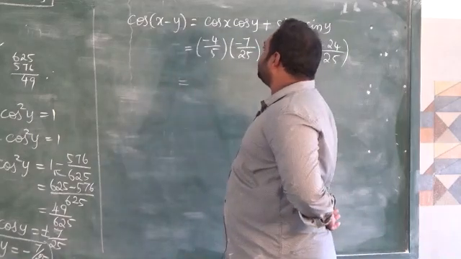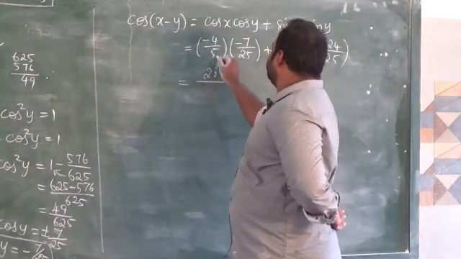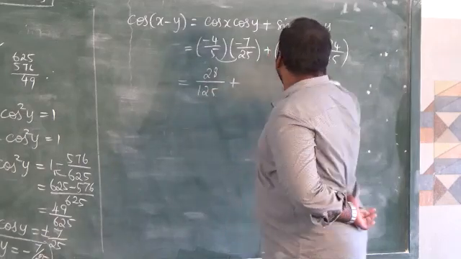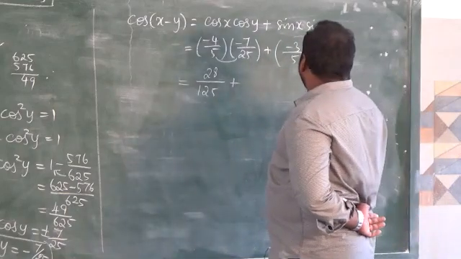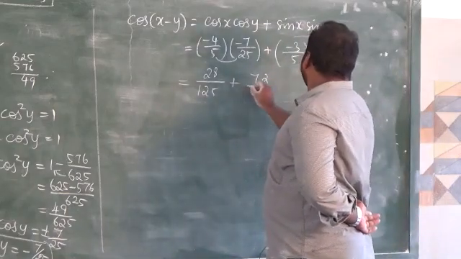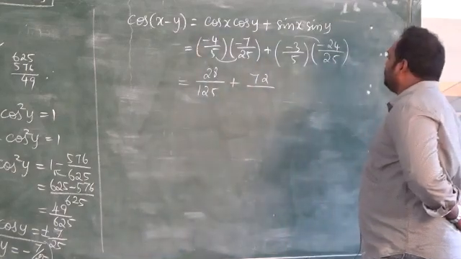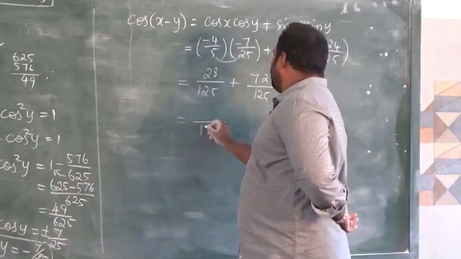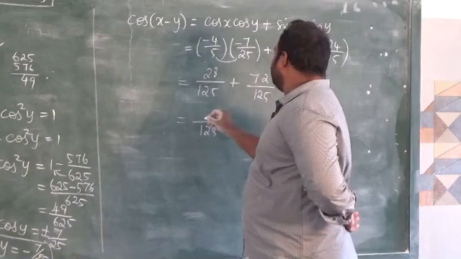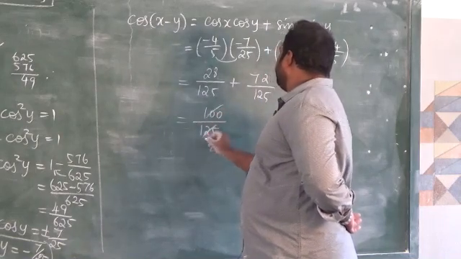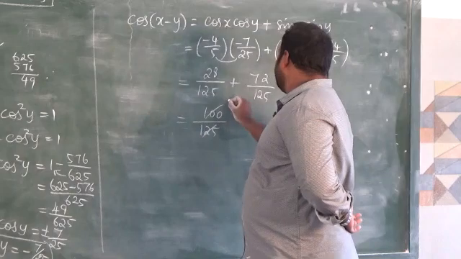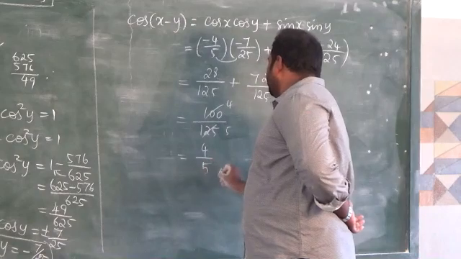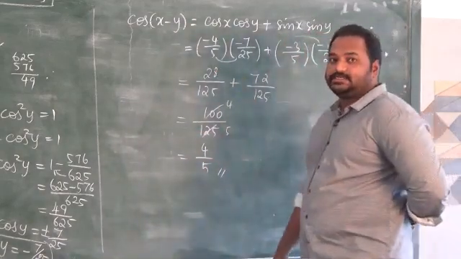Just calculate these values. Minus into minus is plus, it is 28 by 125. Minus into minus plus, 3 into 24 is 72 by 125. With the common denominator 125, 28 plus 72 is 100. If I cancel by 25, 4 times, it is 5 times. So 4 by 5 is the answer for cos of x minus y.